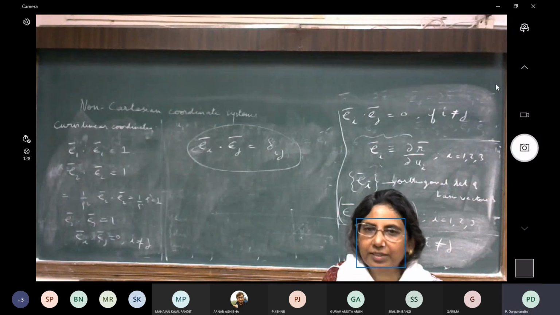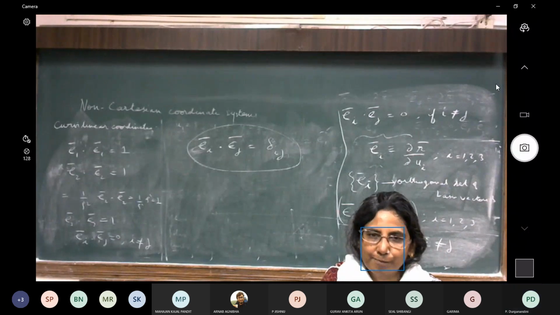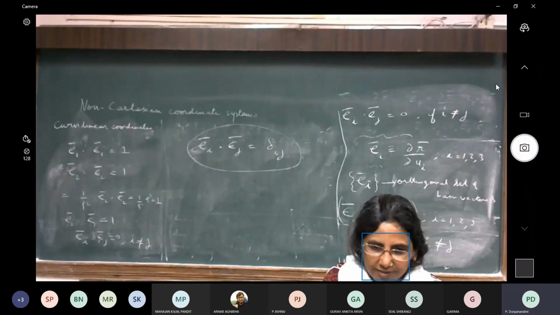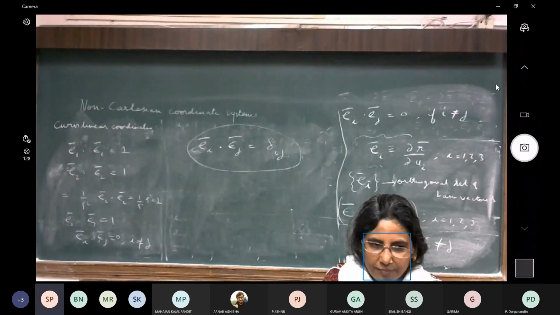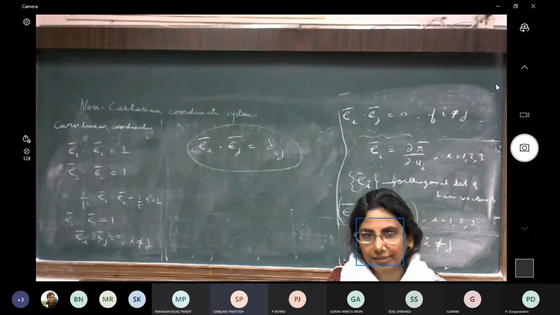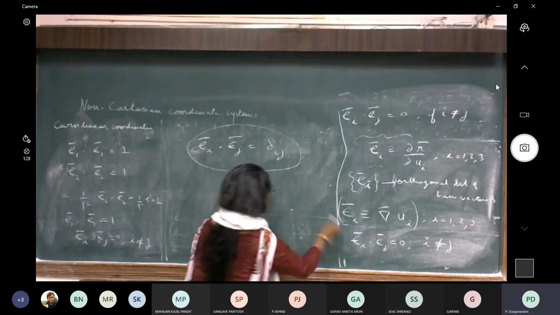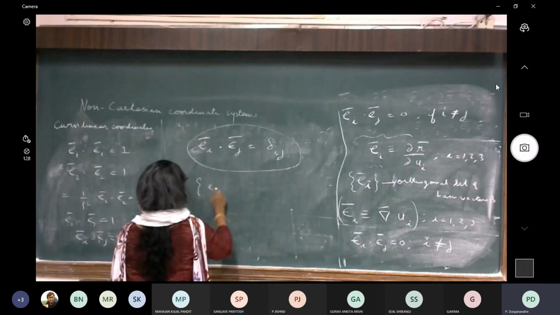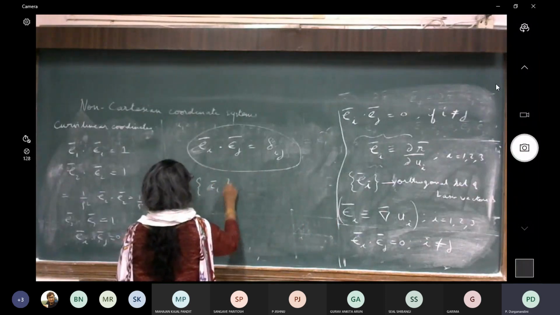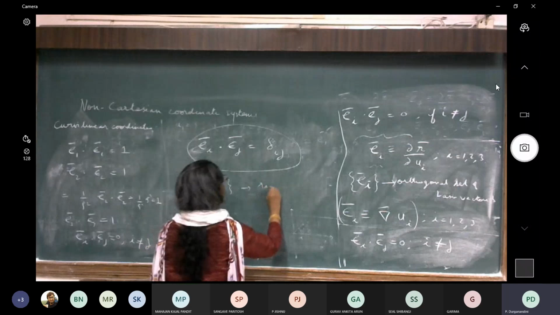Okay, I will give you a hint. Think of some case where you had lattice vectors and then you define some other set of lattice vectors. Reciprocal space? Yes, exactly. So you can say that the epsilon i's essentially form a set of reciprocal vectors.